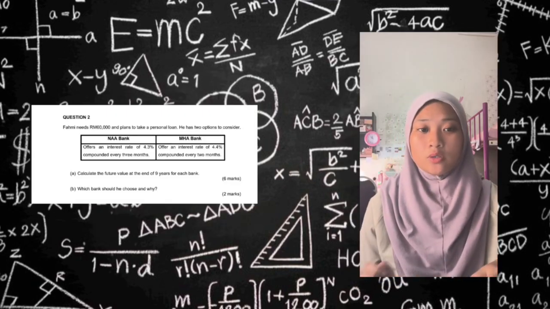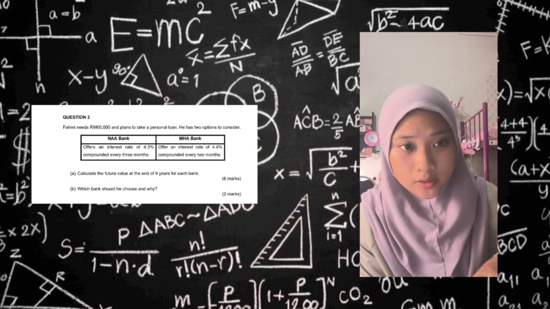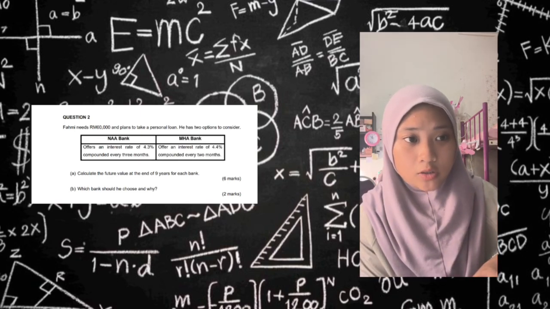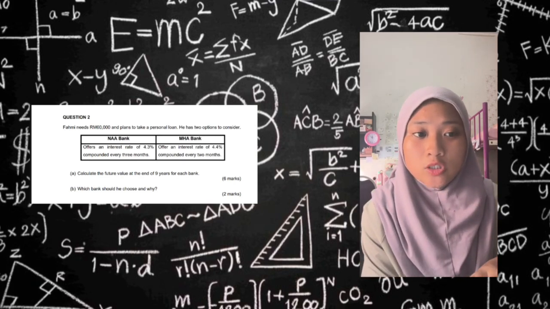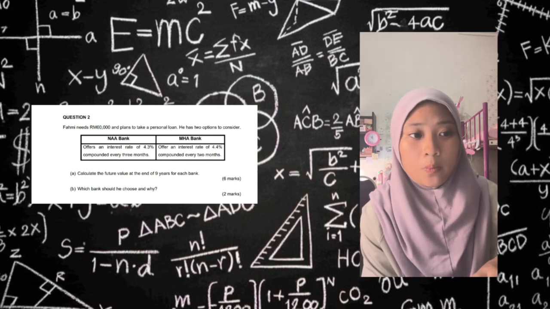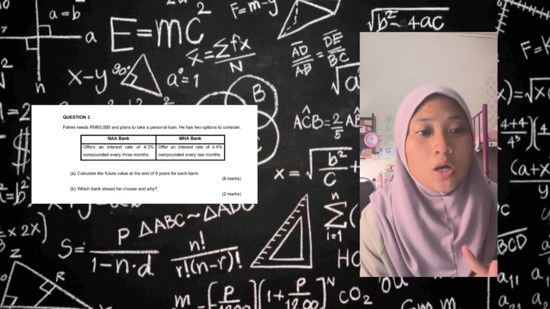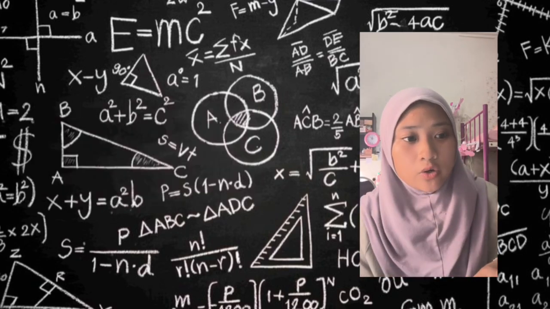Hi, I am Zarifa, and I will talk about questions 2 and 3. First, let me read the question first. Fahmi needs 60,000 ringgit and plans to take a personal loan. He has two options to consider. First, AA Bank, which offers 4.3% compounded every 3 months. And then MHA Bank, which offers 4.4% interest rate compounded every 2 months. So, for our first question, calculate the future value at the end of 9 years for each bank.